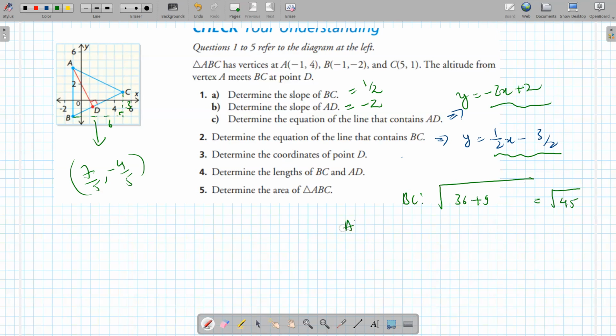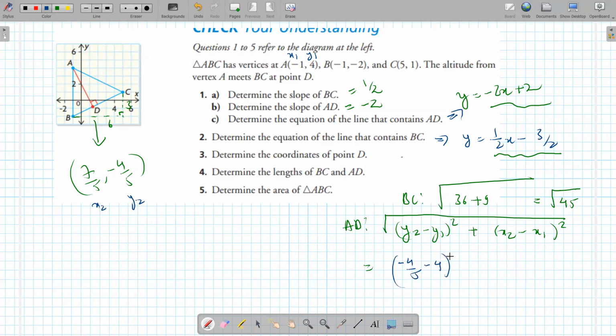To do AD, I'm going to use a formula because these numbers are weird. And this is the formula. It's the same thing, squared. Again, this is just the Pythagoras theorem. So y2, y1, I'm going to call this x1, y1. I'm going to call this x2, y2. So y2, which is -4 over 5, minus y1, which is 4, squared, plus x2 is 7 over 5, and x1 is 1 squared, which becomes a plus.